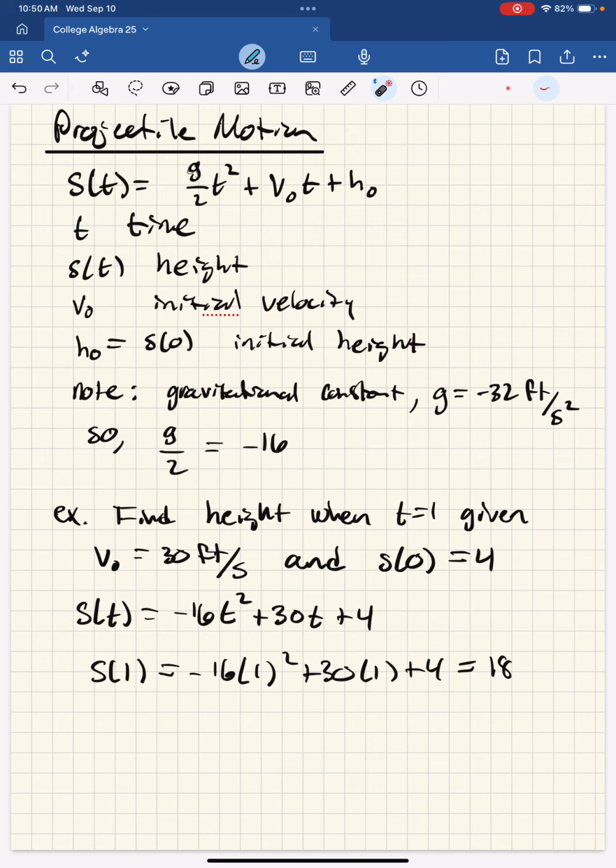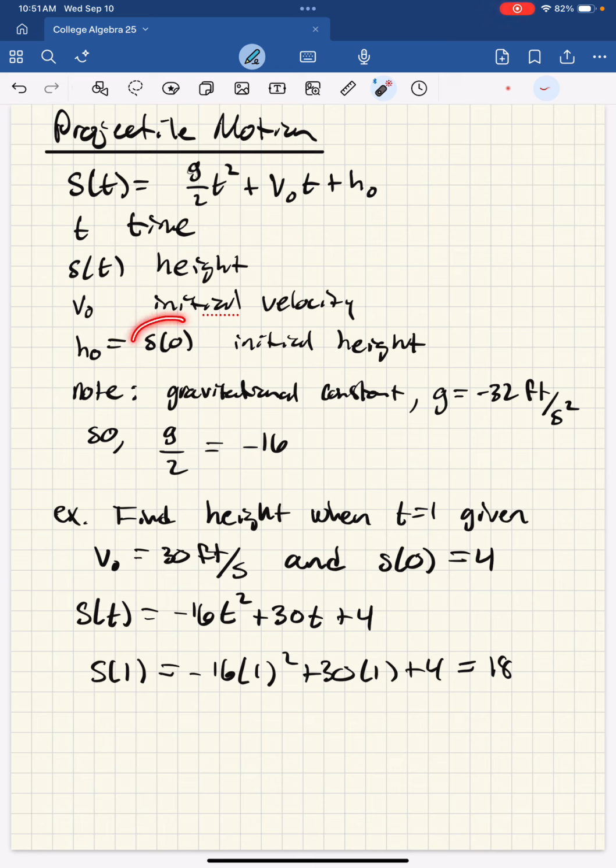Then we've got projectile motion. This is a projectile motion function. It gives us the height with respect to time. So t is time, s of t is height, v0 is initial velocity, and that is given in the problem, so we've just got a placeholder here. The variables are time and height. Time is the input variable, the independent variable. Height is the dependent variable.